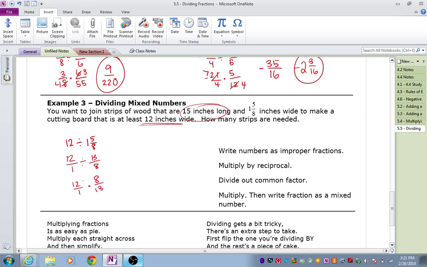Okay, can't simplify it at all, can't divide out any common factors, so we're going to do 12 times 8, which is 96. 1 times 13 is 13. Okay, and let's see, 13 goes into 96, that would be 7 times. 13 times 7 is 91. And that would mean there's 5 left over. So it's 7 and 5/13.